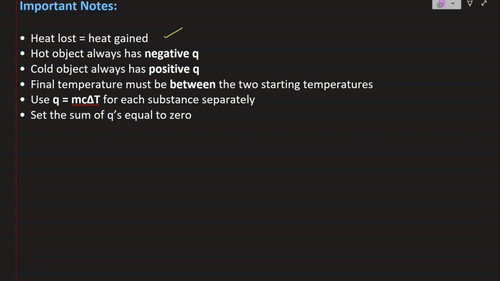A hot object always has negative Q. The way I write it is Q negative like that, and Q positive for cold objects. The final temperature must be between the two starting temperatures, obviously. And then we are using mcΔT, the heat equation, for each substance separately, and then we set them equal to each other, or when you add them, they must equal 0.